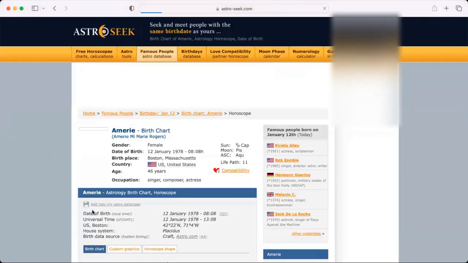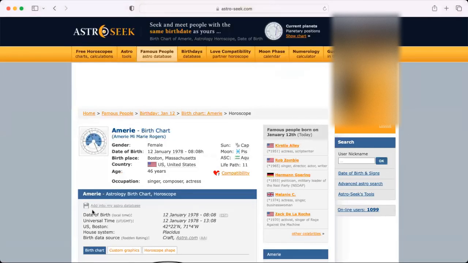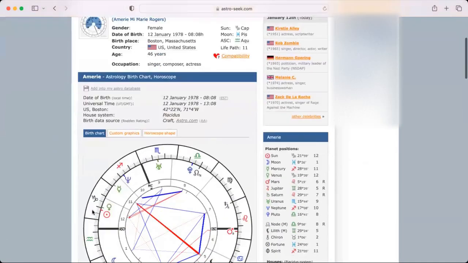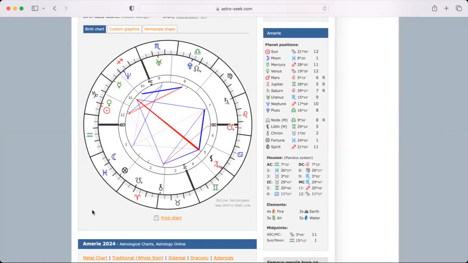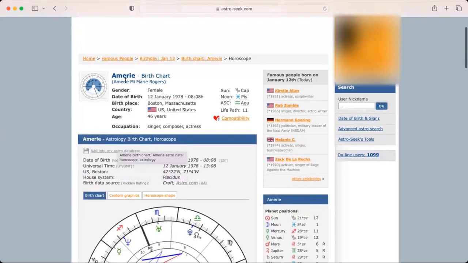Let's go to Amory, also born a Capricorn sun, January 12th. Amory's chart. So when she was born, she's a Capricorn sun, we said. Let's go to Mercury. Mercury is in the sign of Sagittarius, right? And then we see that Venus is in the sign of Capricorn, the same sign, and Mercury is one sign before, right?